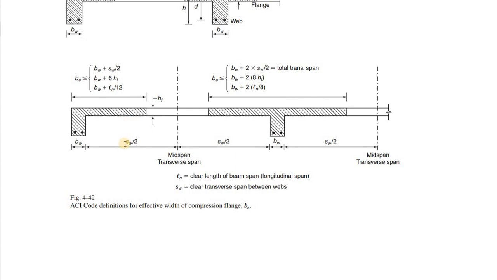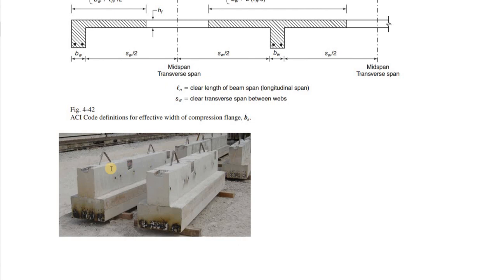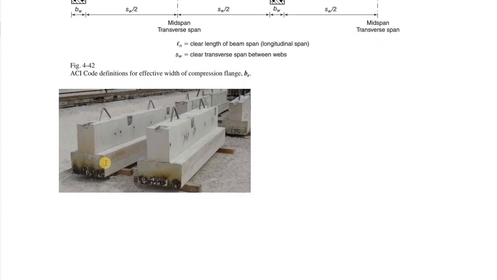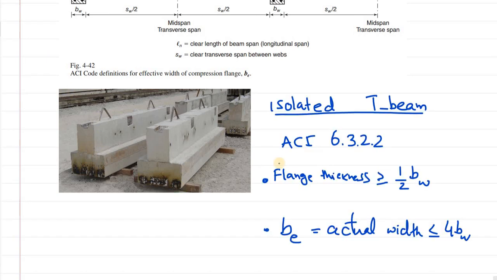So there are separate provisions if you have an isolated T beam. For isolated T beams, just as you see in this figure, although these seem to be pre-stressed, right now our definition is about non-pre-stressed T beams. For isolated T beams, usually these tend to be pre-stressed, but we are talking right now about non-pre-stressed T beams. For isolated T beams like these, the provisions of ACI are, for isolated T-beams, ACI section 6.3.2.2 says these provisions should be satisfied.